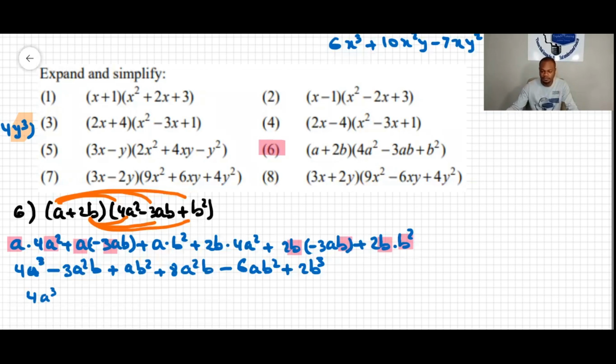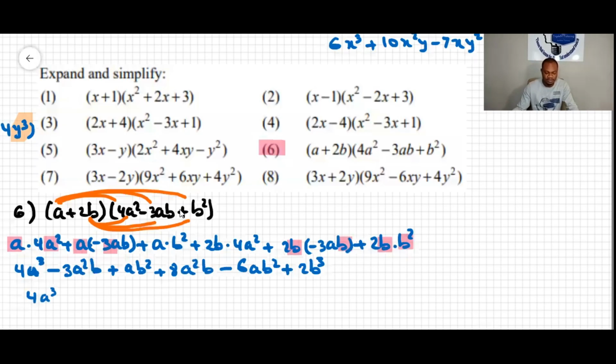Now that makes 4a cubed, and then let's check for like terms. There are the terms with a squared b. If we check, we have a squared b over here, and then a squared b over there, and then the term with ab squared. Let's see if we have any. We have ab squared there, and the term with ab squared there also. So we can combine these.